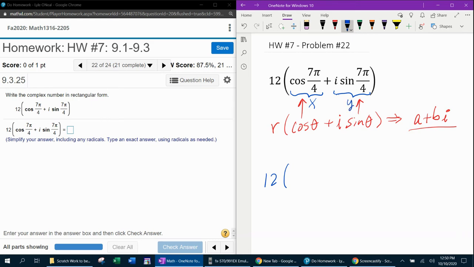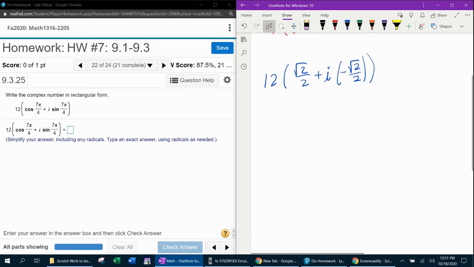So at 7 pi over 4, the x-coordinate is square root of 2 over 2. Don't forget about your i here. That's going to be i. And then the y-coordinate is negative square root of 2 over 2. So what we just did is we evaluated these trig functions.